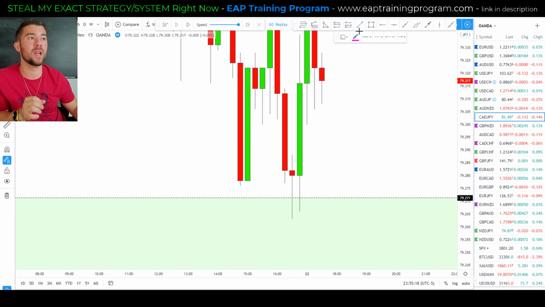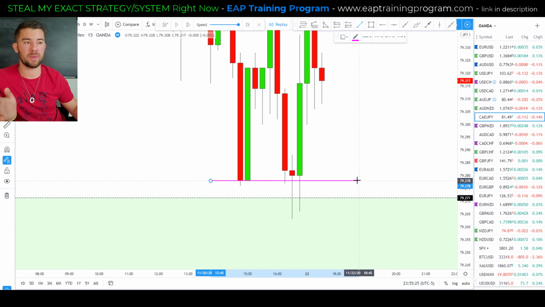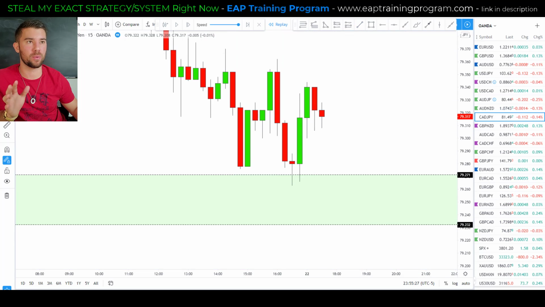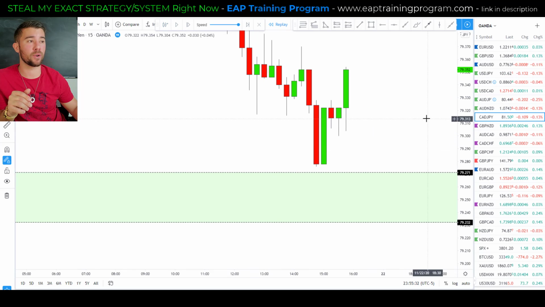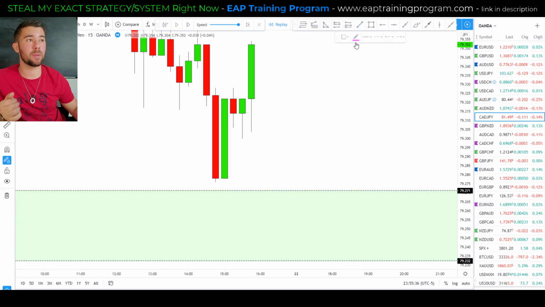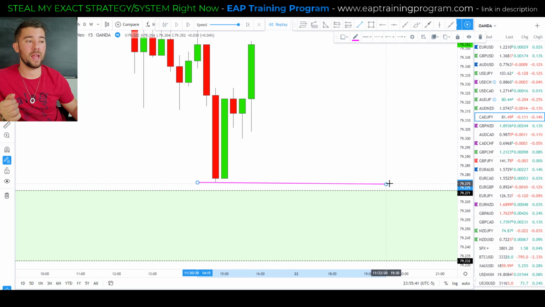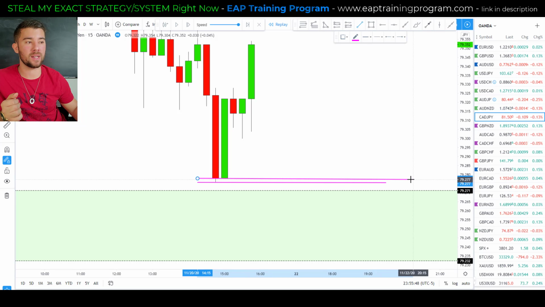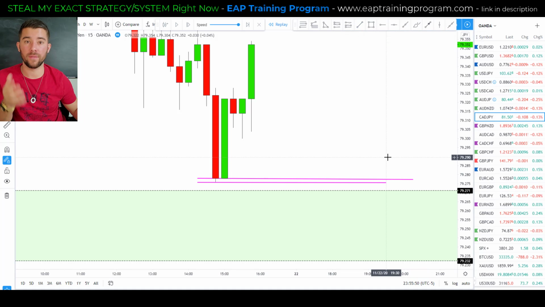So for my rules for a double bottom, I'll do this in a different colored line to make it super easy. As soon as I have my first bottom, let's call this my first bottom of the double bottom, as soon as I get that, I place a horizontal line at the low of that double bottom, and let's make that straighter, and I place a horizontal line at the bodies of that low, the lowest bodies and the lowest low of the first bottom.